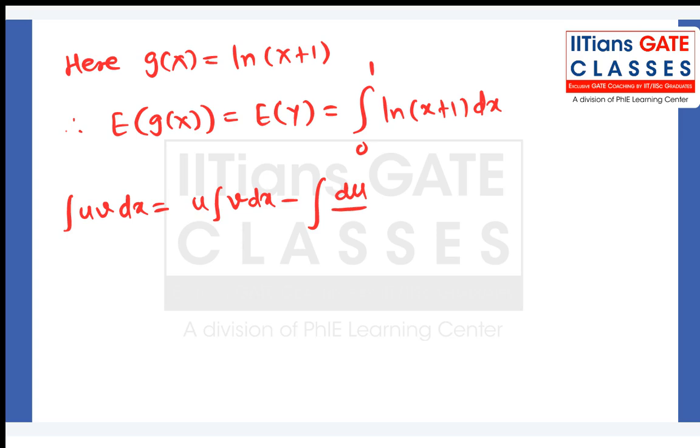Oh, correct only. I don't know why I doubted. Anyway, so v dx. Okay, so here the only trick is choose ln x plus 1 as u. Choose it as ln x plus 1, v as 1, and it's a very standard thing. So I'm skipping some steps here because anyway we are running late also.